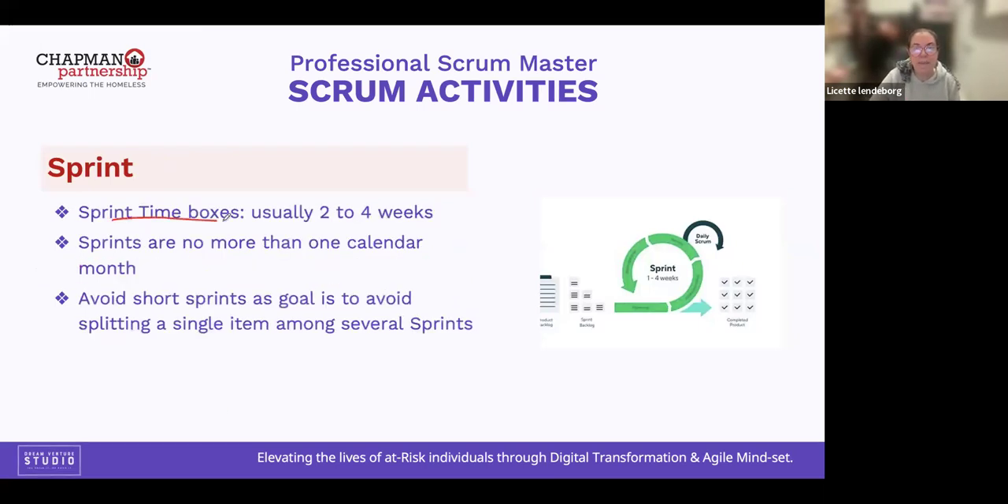So the sprint time box is 2 to 4 weeks. You see, here's 1 to 4. Forget about it. It's 2 to 4. You see here, 2 to 4 weeks, the sprint duration. So the sprints are no more than 1 calendar month. We need to avoid very short sprints. And also this is because we need to avoid splitting, breaking down a single item among several sprints. That is a good practice.